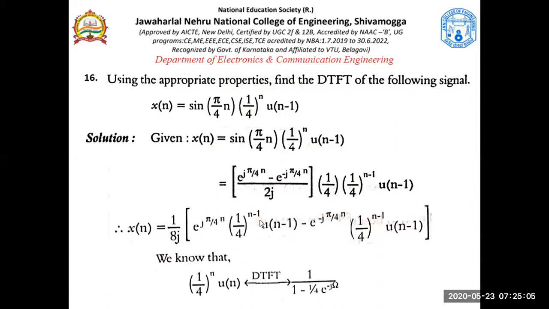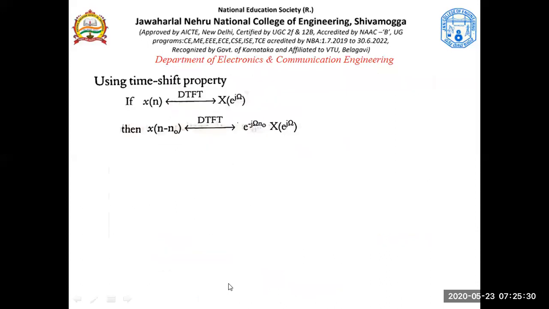So what is the standard signal? It is 1 by 4 to the power n u of n. As we have seen in the last problem, it was half. In this problem, it is 1 by 4. That's it. So it would be 1 by 1 minus 1 by 4 times e power minus j omega. Now there is a shift. Let's make this 1 by 4 to the power n minus 1 and u of n minus 1. So this is the time shift property as we have seen in the last problem.